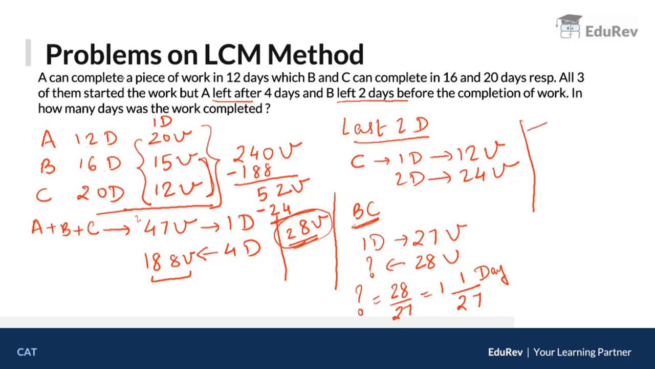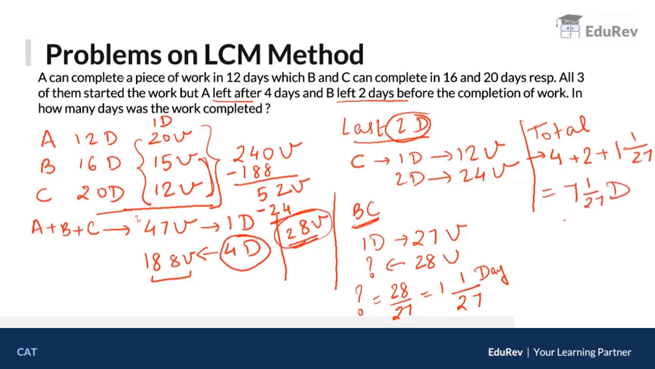Now the question is, total work was done in how many days? See, first A, B, C worked for 4 days, then the last 2 days were done by C, and the middle 1 by 27th day was done by B and C. So total is 4 plus 2 plus 1 by 27. If you add all of them, it becomes 7 1 by 27 days, and this is your answer. Now let's move on to the next question.